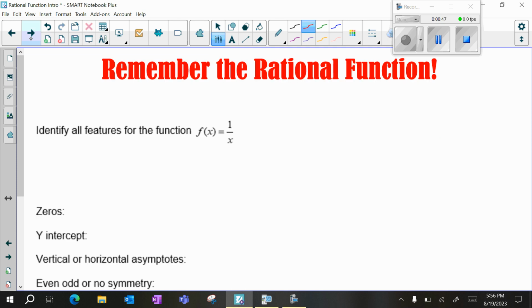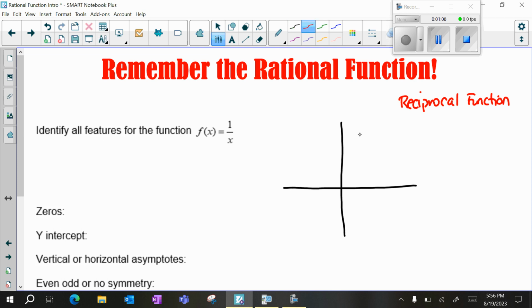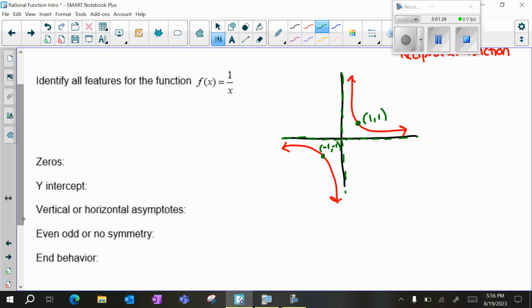So if you remember, the rational function, the parent function, was f of x equals 1 over x. This was sometimes also referred to as the reciprocal function. So our general picture looks like this when we graphed it. There were asymptotes on both the x and y axes, and the anchor points were (1, 1) and (-1, -1). So let's talk about some of the features.